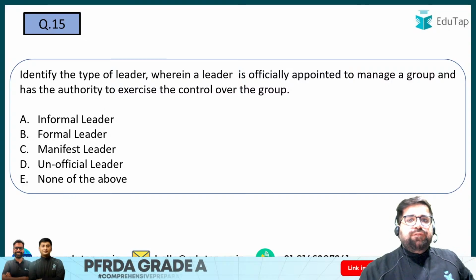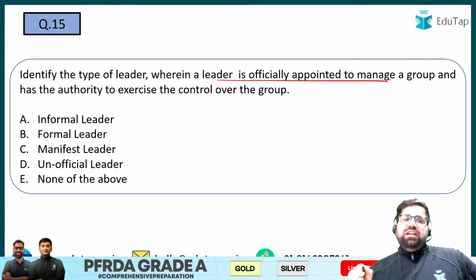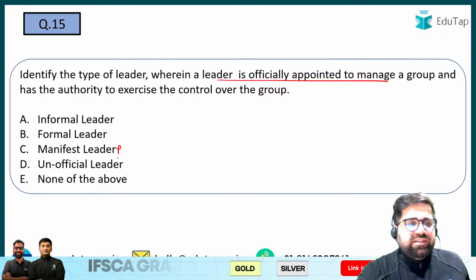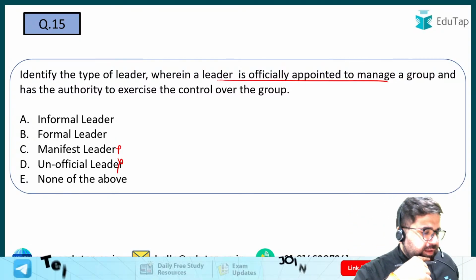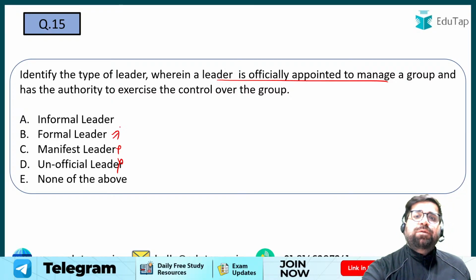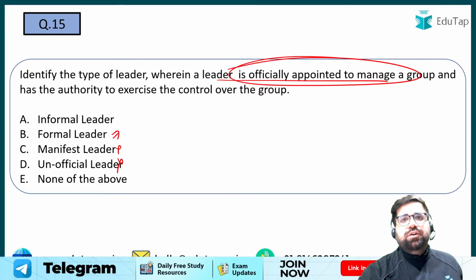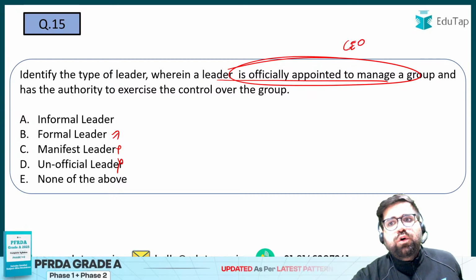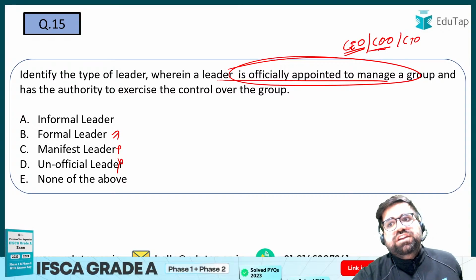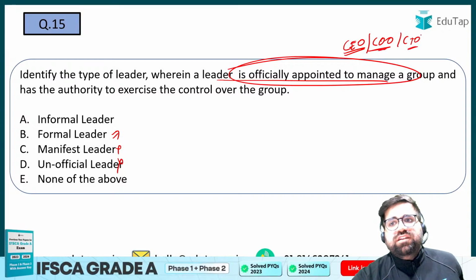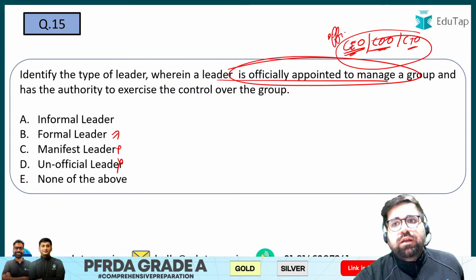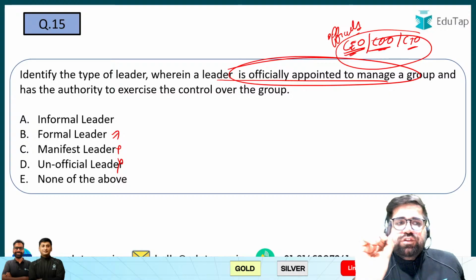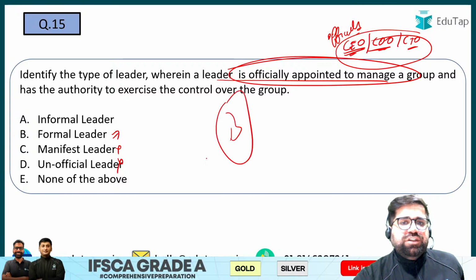Last question. Wherein a leader is officially appointed to manage. See, there is nothing like manifest leader or unofficial leader. So the answer has to be either formal or informal. The correct answer will be formal leader. Why? Because you are officially appointed to manage a group. So for example, CEO of the company. For example, COO, CTO, Chief Operating Officer, Chief Technological Officer, Chief Executive Officer. All are what? These are officially appointed, right? So therefore the correct answer over here will be option number B.